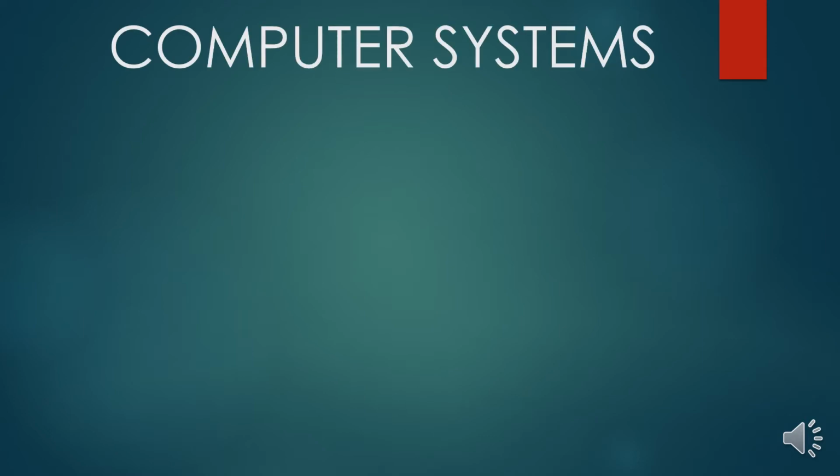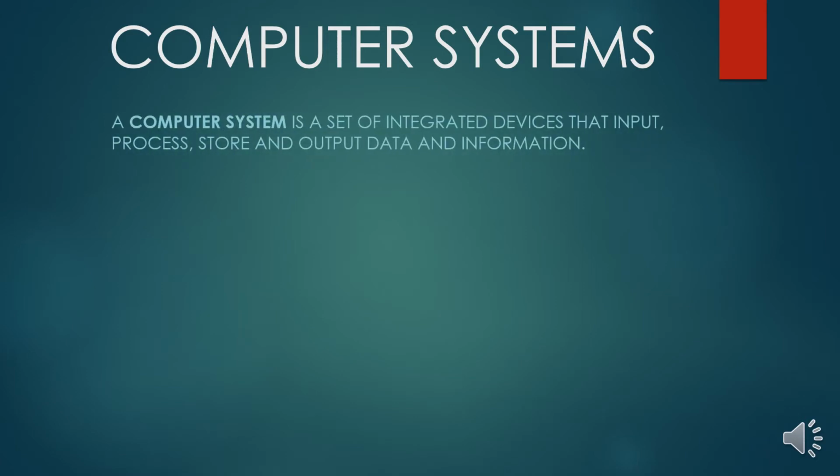Today we shall look at computer systems. All right. Now, by definition, a computer system is a set of integrated devices that input, process, store, and output data and information. Now, processing systems, there are many different types. We've got interactive systems, network systems, monitoring systems, real-time systems, automated systems. There are many. But for today's lesson, we shall look at the batch processing system.